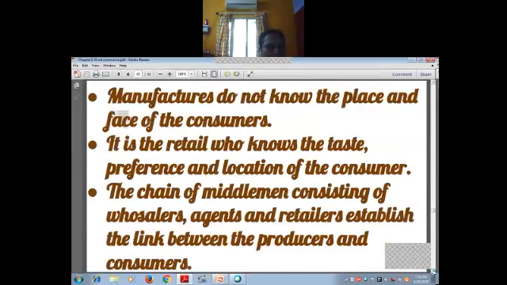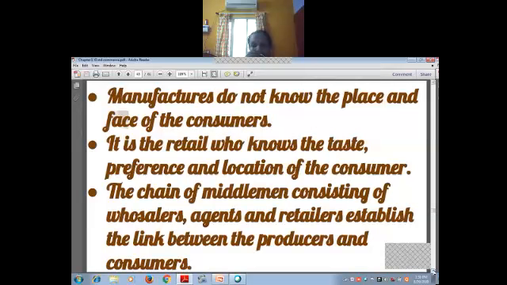Hindrance of the person. Manufacturers do not know the place and the phase of the consumer. That you know very well. The production will be somewhere else and the consumer will be somewhere else. We do not know who made the clothes we are wearing. It is the retailer who knows the taste, preference and location of the consumer.